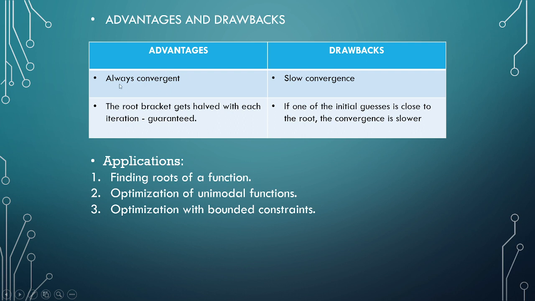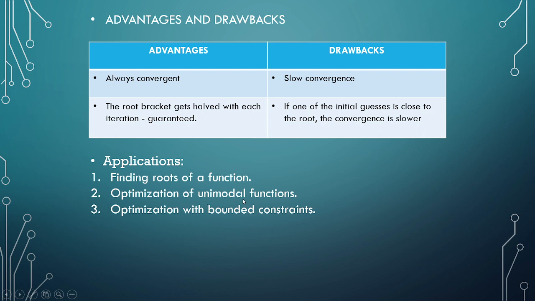We can see the advantages here of the bisection method. It is always convergent. The root bracket gets halved with each iteration. Applications of the bisection method: finding roots of a function. We have to find the roots of a function to get the radiation pattern in an antenna.